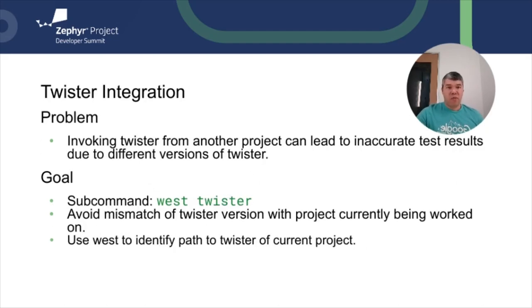Next, we have integrated Twister and West. The issue we were having was that when we were developing on separate Zephyr projects, such as Project A and Project B, we would accidentally invoke Twister from Project A when it was meant to be used with Project B. This led to inaccurate test results as Project B was using a newer version of the Zephyr test framework. With running West Twister, West will identify the path to Twister for the current project you're working on and execute it. Now you don't have to worry about inaccurate test results.